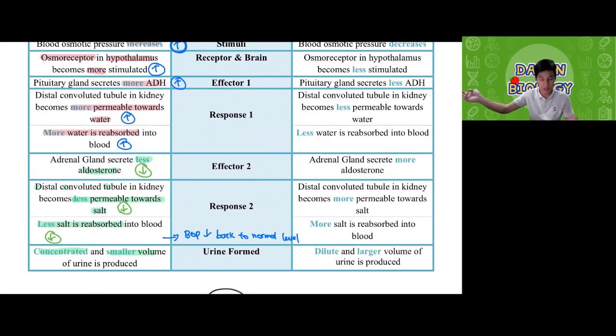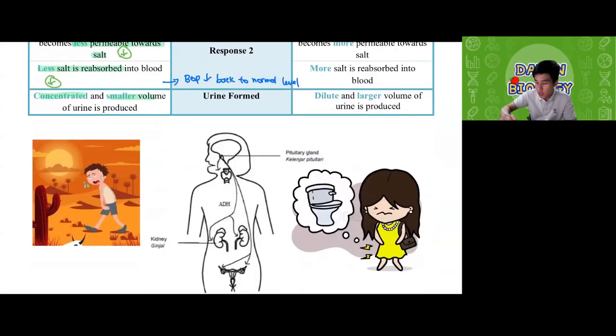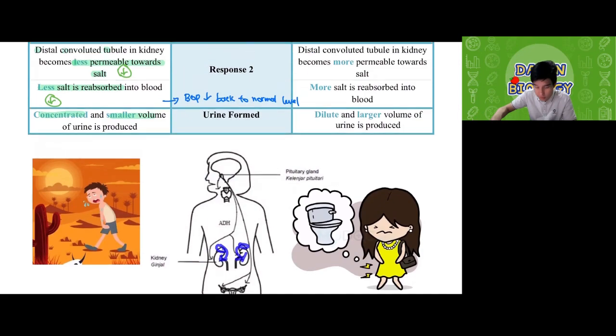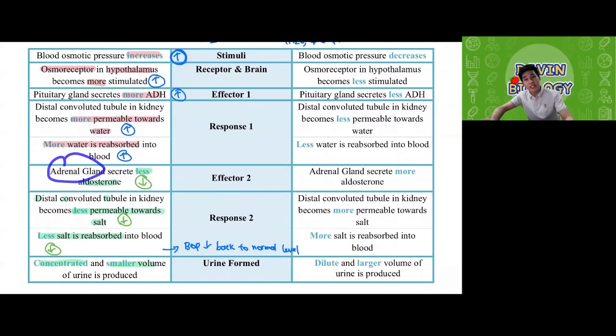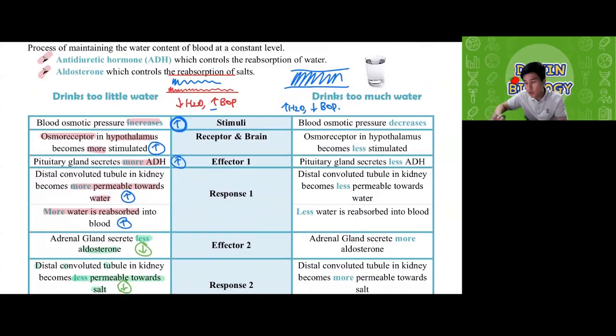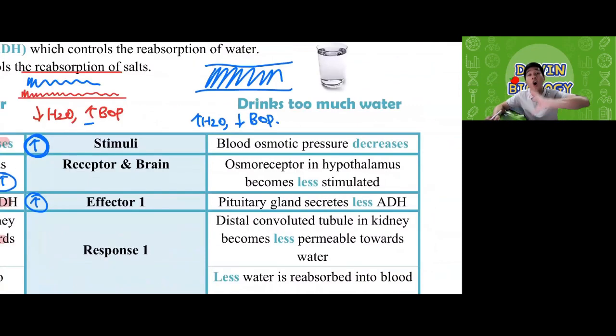Initially, if you forget where the adrenal gland is, the adrenal gland is on top of your kidney, over here. That's where the aldosterone comes from and affects the reabsorption of salt inside your kidney. Then the opposite situation. Okay, we look at here. What happens if you drink too much water? Basically, it's just the opposite.